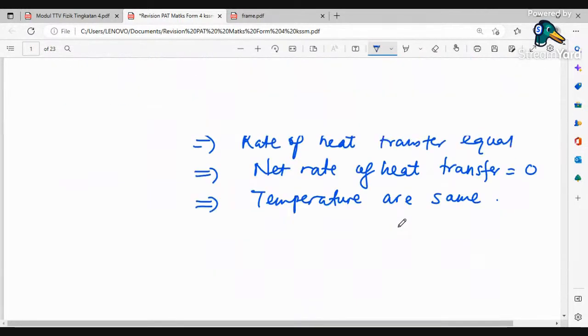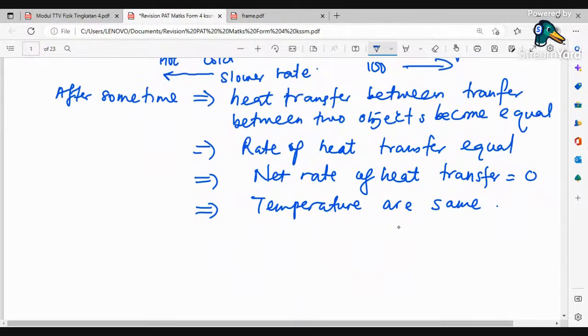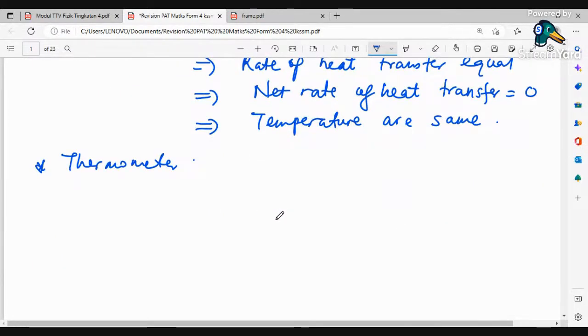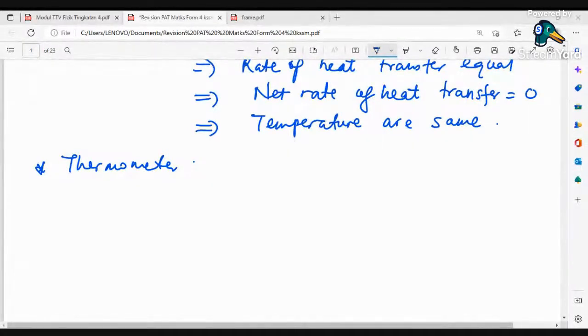One application of thermal equilibrium is the thermometer. Kita apply concept of thermal equilibrium. That's why when you use a thermometer, you put it under your tongue or under your armpit, you need to wait for 1 minute. Because after that 1 minute, the thermometer reading is equal to the temperature of the patient's body or your body. Yeah, that's the reason.